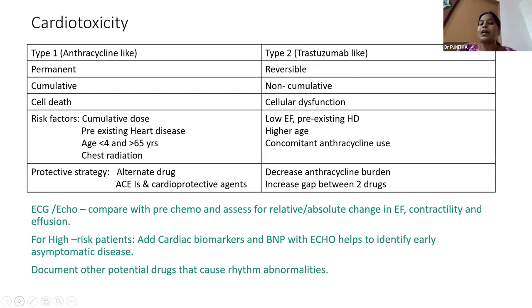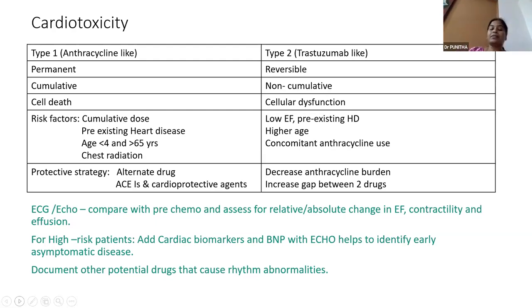The type 2 cardiotoxicity is more reversible. It is non-cumulative. It causes cellular dysfunction. The risk factors associated are pre-existing heart disease, low ejection fraction, higher age group, and concomitant anthracycline use. The protective strategy would be to decrease the anthracycline burden and to increase the gap between two drugs.